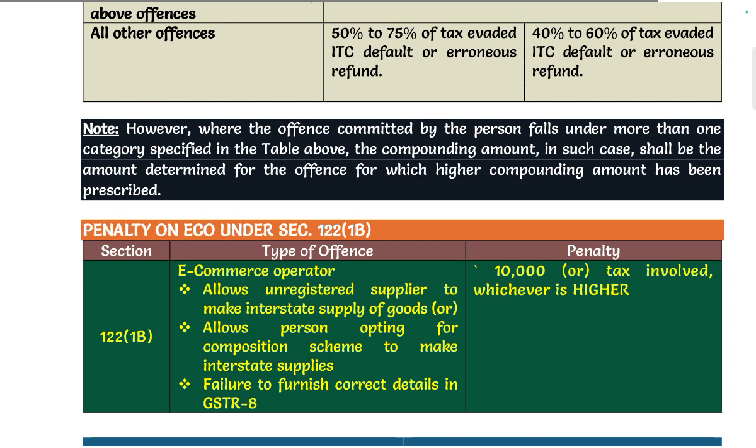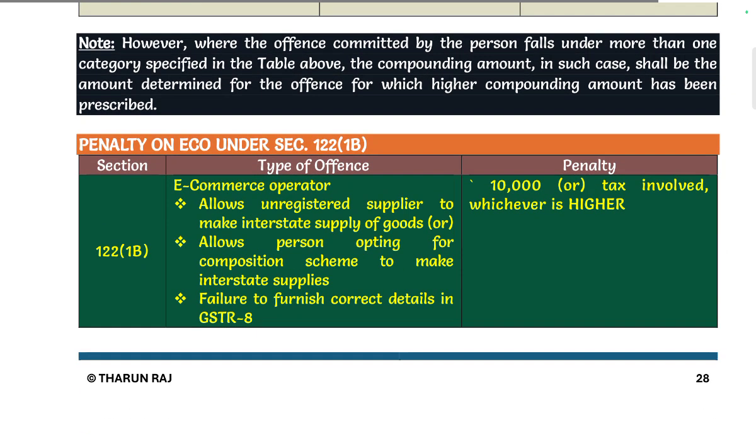Penalty of the ECO, section 122B. Section, type of officer and penalty, 122 1B. E-commerce operator allows an unregistered supplier to make interstate supply of goods. Allows a person opting for the composition scheme to make interstate supplies. Failure to furnish correct details as per section GST 180. Penalty 10,000 or tax involved, whichever is higher.